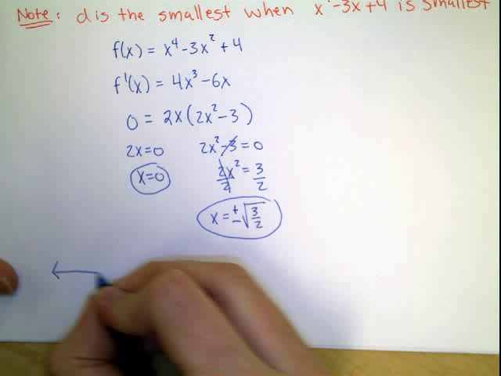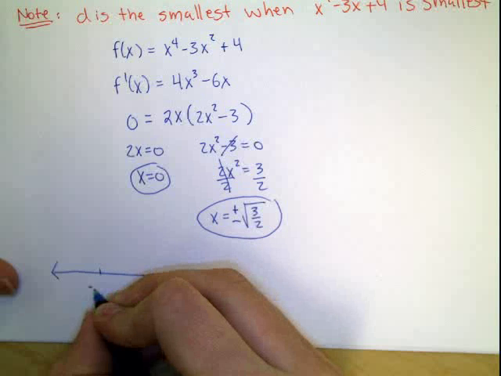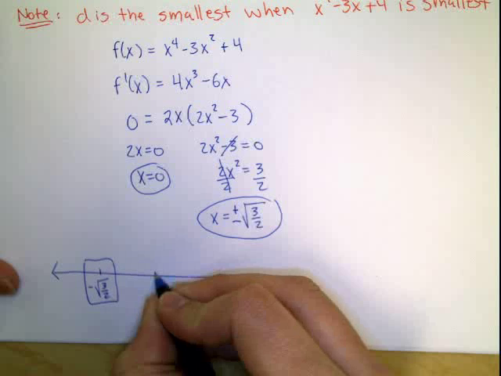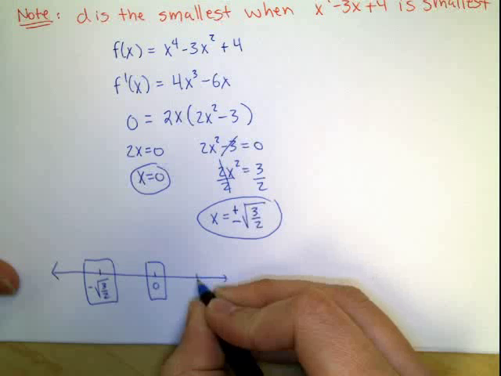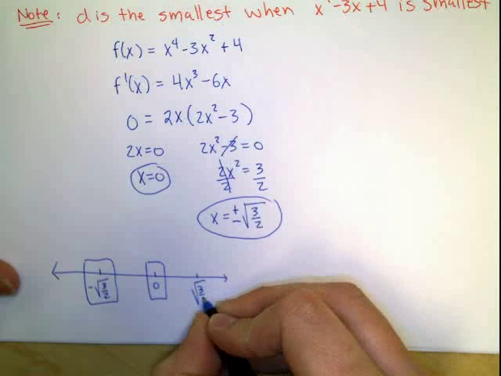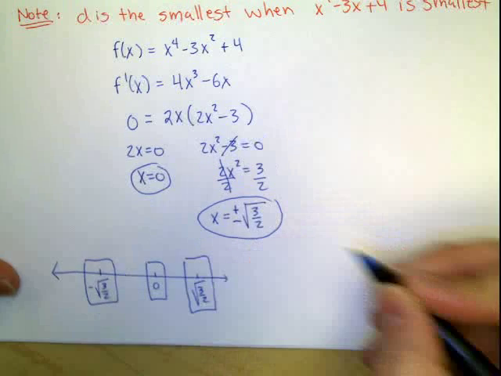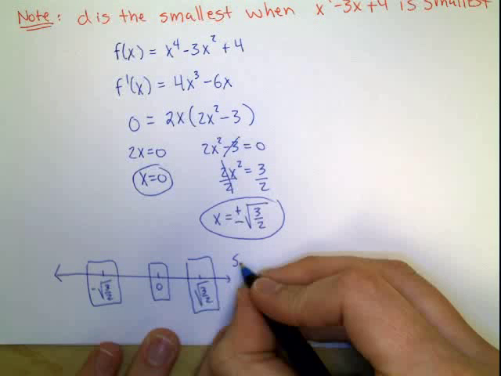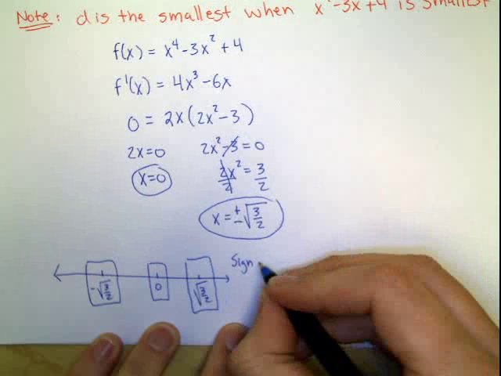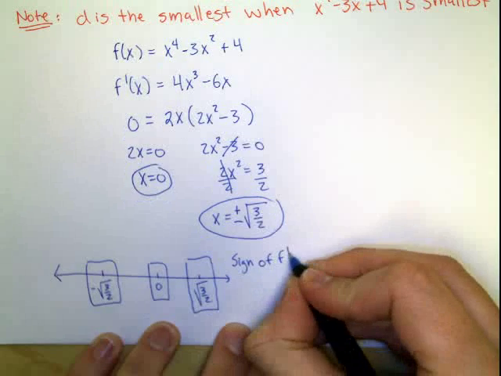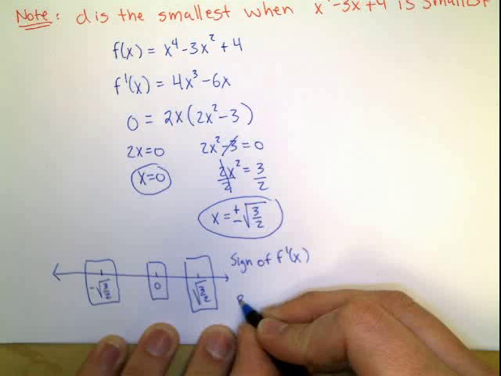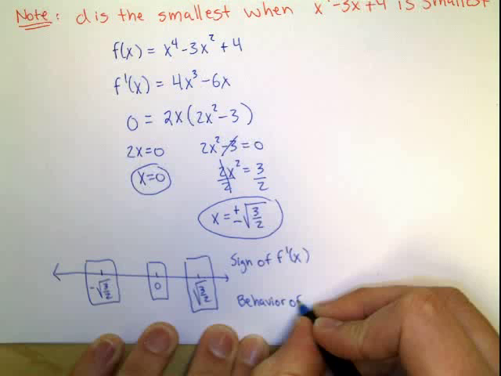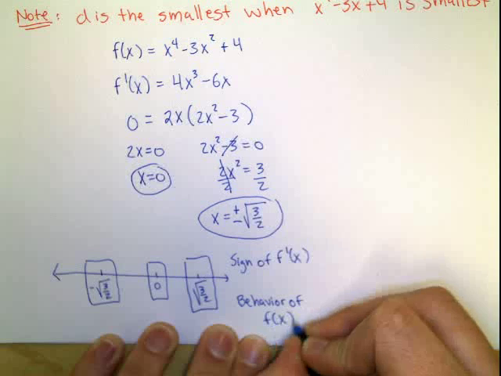So here's my number line. We'll have negative square root 3 halves right there. We'll have 0, and we'll have positive square root 3 halves. Sorry, this is a little messy, and then I'll label it carefully. The top part is going to be the sign of my derivative, which we called f prime, so sign of f prime of x. And the bottom part is going to be the behavior of f of x.